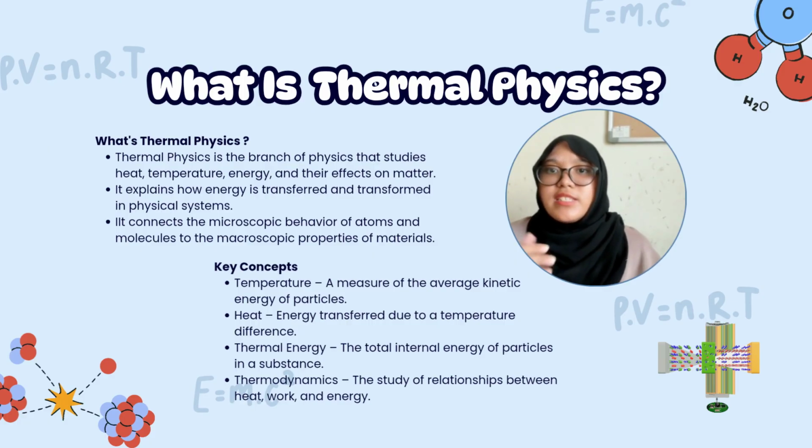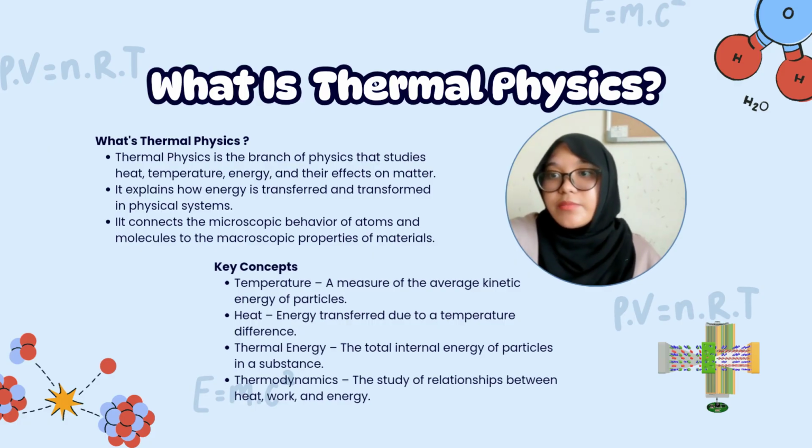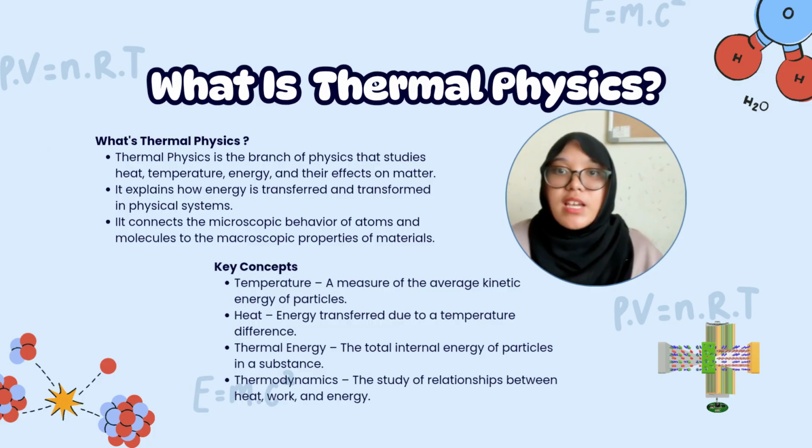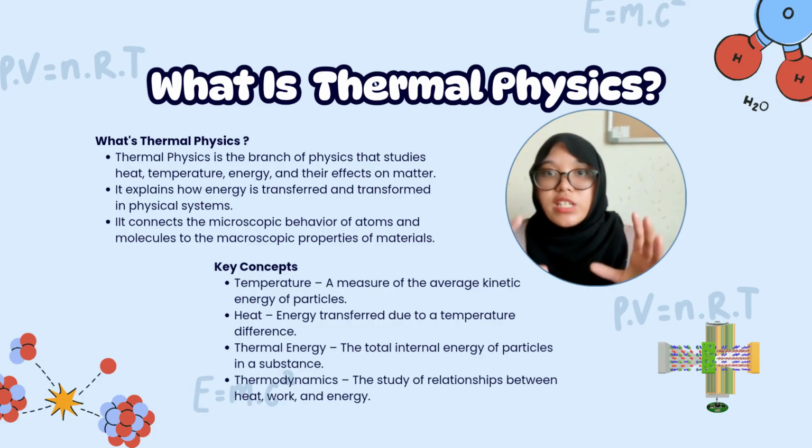Now, let's look at some of the key concepts in thermophysics. The first key concept is temperature. Temperature is a measure of the average kinetic energy of particles in a substance. The faster the particles move, the higher the temperature. For example, hot food inside a chart mailbox has particles moving more rapidly than cold food.